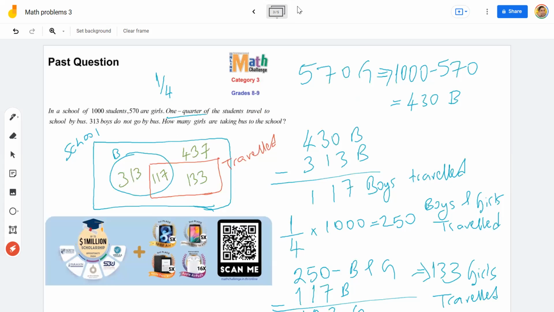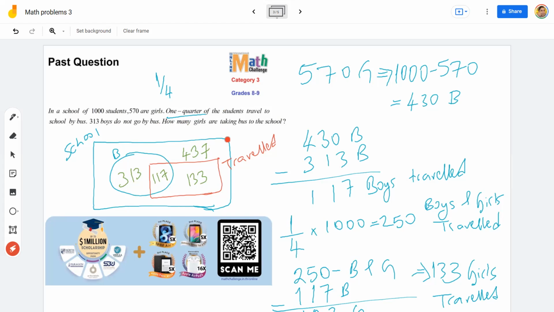Okay, so the next question about sets, and let's check. In a school, there are 1,000 students, 570 girls, and the remaining are boys. And 1/4 of those students travel, and 313 boys do not. The question is, how many girls traveled?